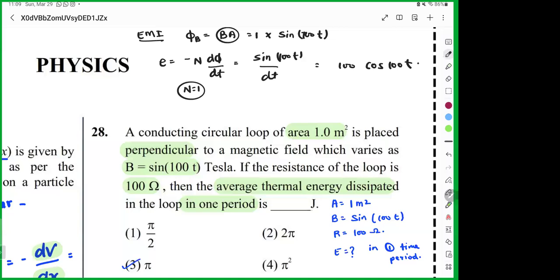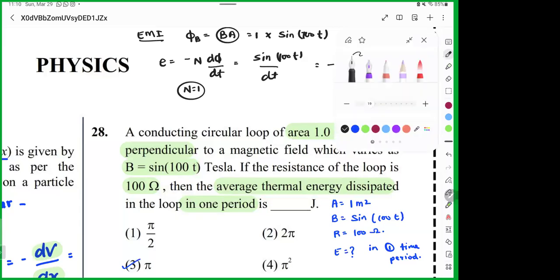So what about the negative sign? It will always be there, because differentiation of sine is cos. But EMF is potential. Potential is a scalar quantity. That's why we don't care about the sign. In scalar quantity versus vector quantity, it's really important, because we are calculating energy.